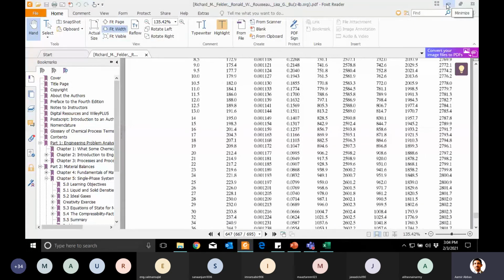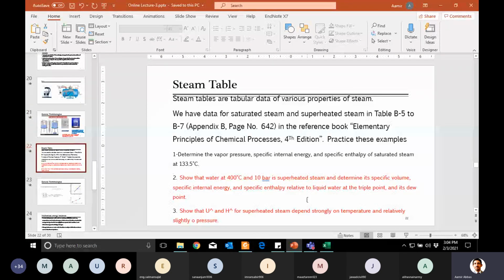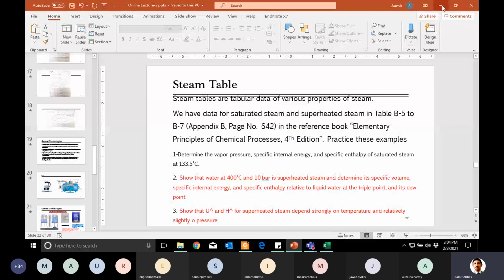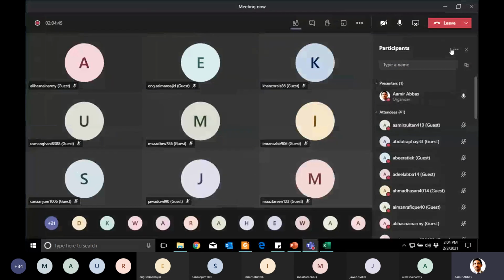If any question here quickly on this, just let me know, please. No question. Yes, later on you can be provided with some condition, and if I ask you to find some value from the steam table, you can quickly find it. Here are some questions related to saturated steam, so we'll start from here next time. Okay, thank you so much. If you have any question, just let me know.